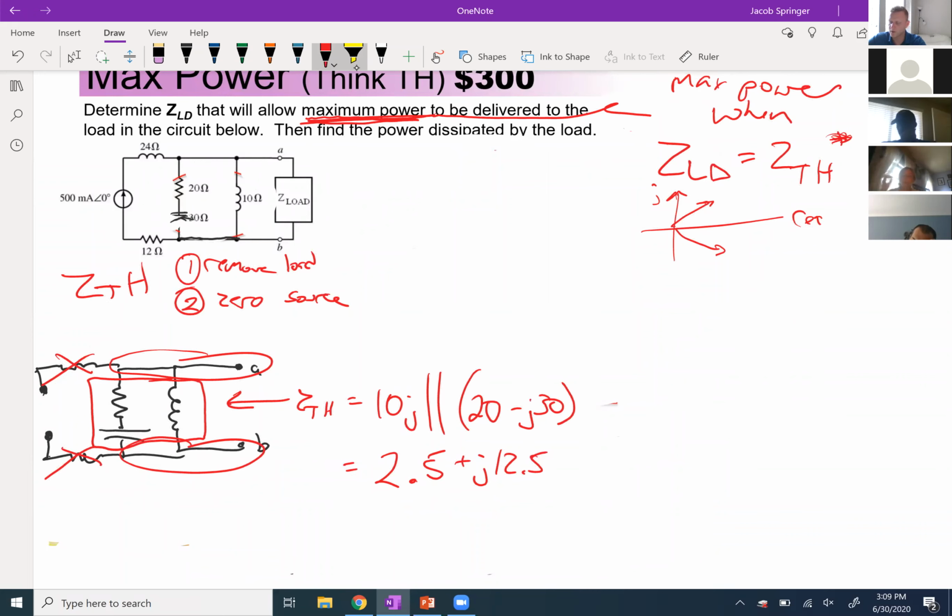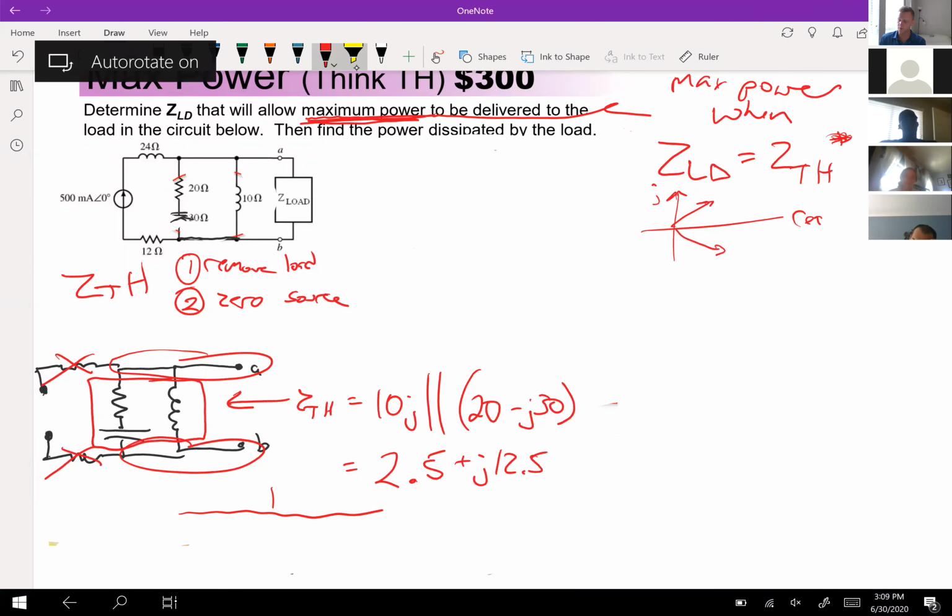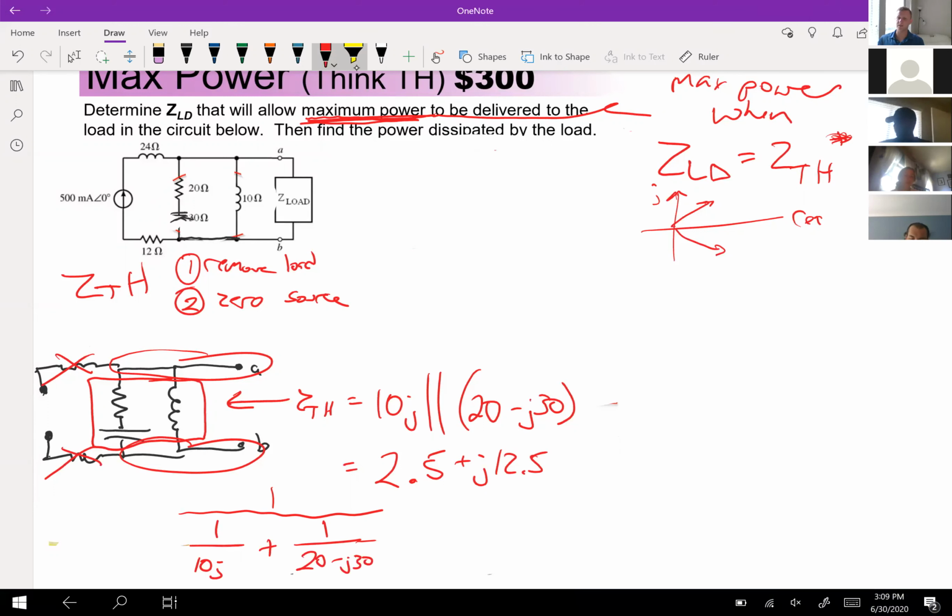So if I was writing on my calculator, I would do the fraction button like this. And then I would do it again. 1 over 10J plus 1 over 20 minus J30. Remember that would be an I in your calculator, but I would write it all as one big formula. That way I can make sure it matches what I just said. 10J is paralleled with 20 minus 30J. So there's my Z Thevenin.